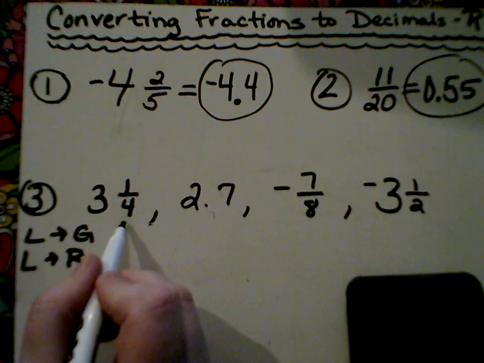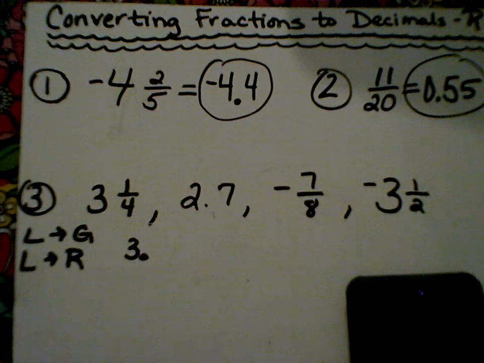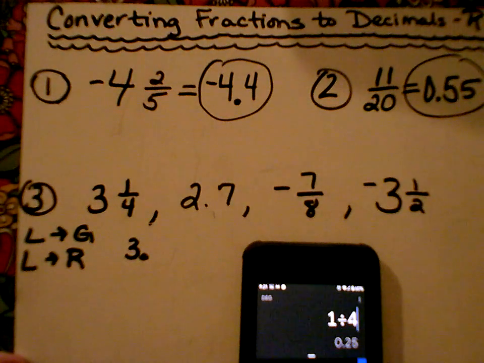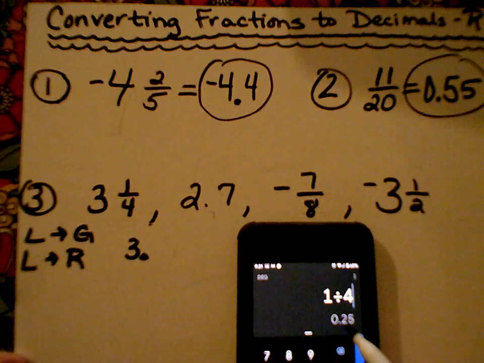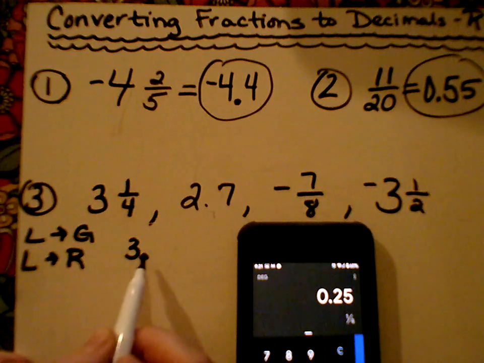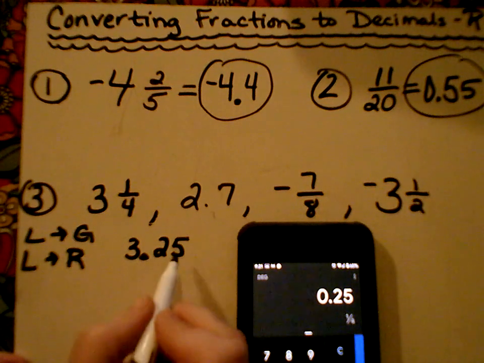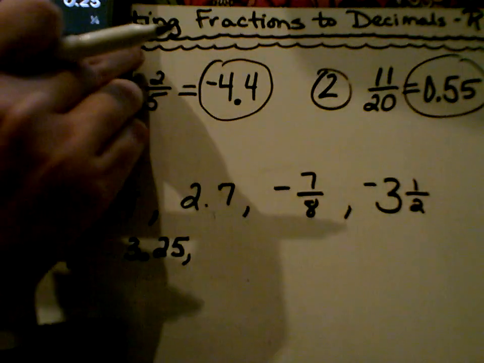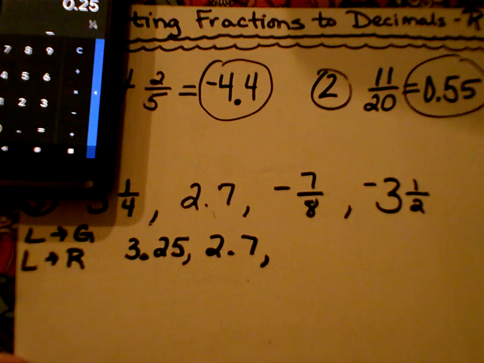So we're going to start by converting 3 1/4. So 3 decimal. And we have to figure out what 1 divided by 4 is. 1 divided by 4 is 0 and 25 hundredths. In this case, it's going to be 3 and 25 hundredths. Okay, my next number is already in decimal form, so I can write it down.